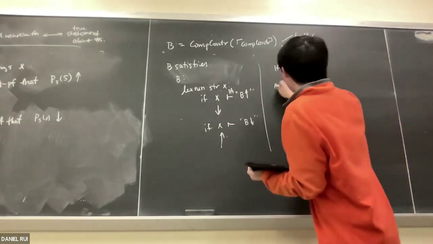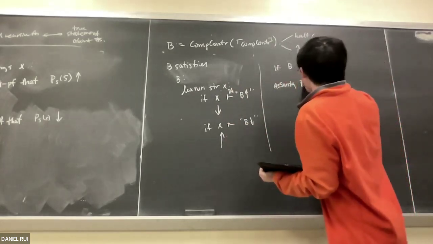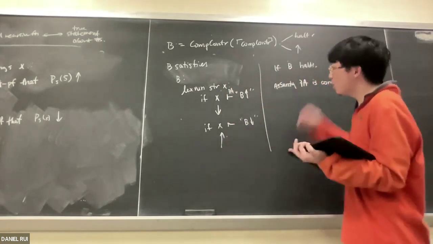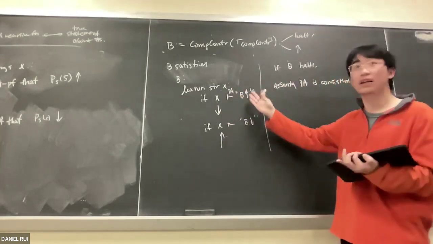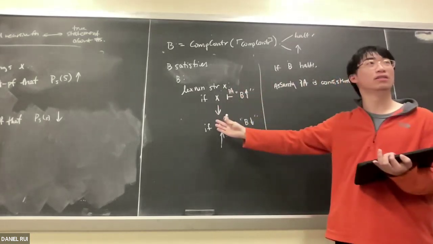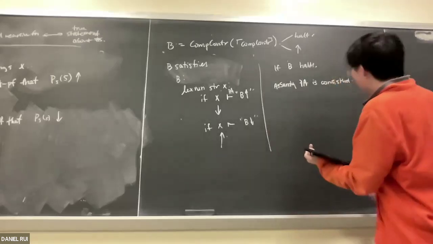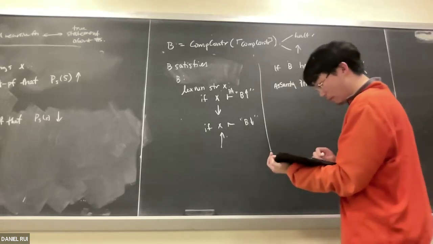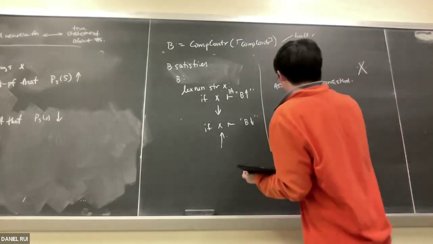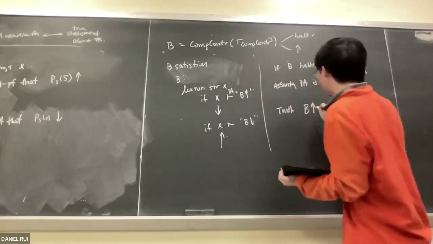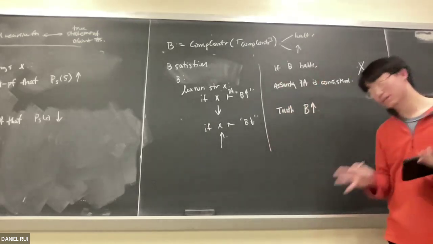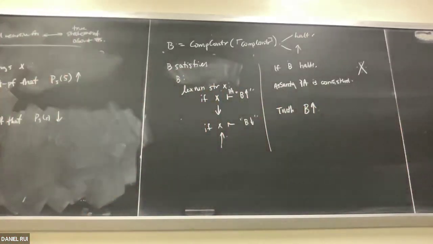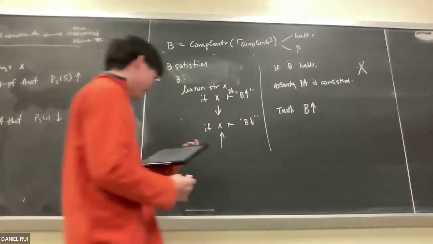So assuming PA is consistent, then it cannot be that Peano arithmetic proves that it runs forever but it actually halts. So this is no good. So the truth must be that B runs forever. Okay, sure. But can we prove this truth?